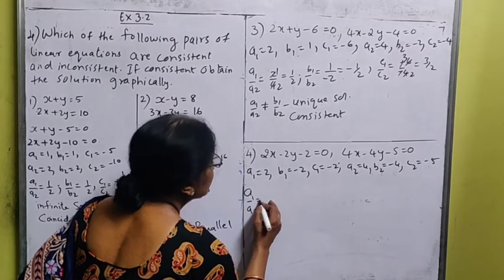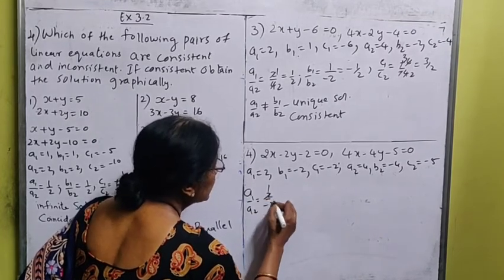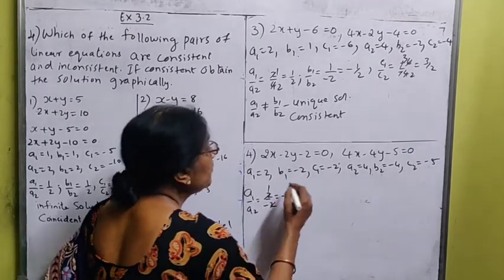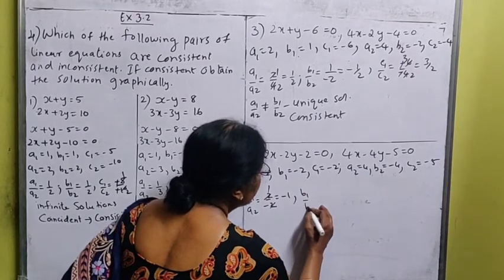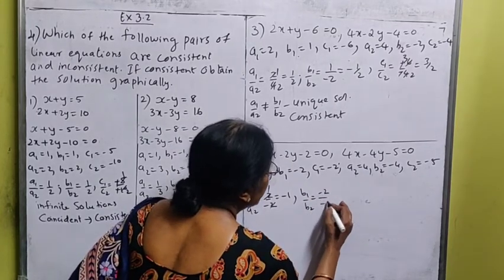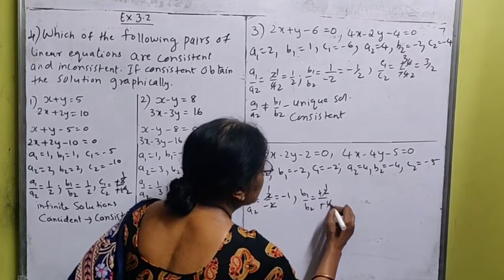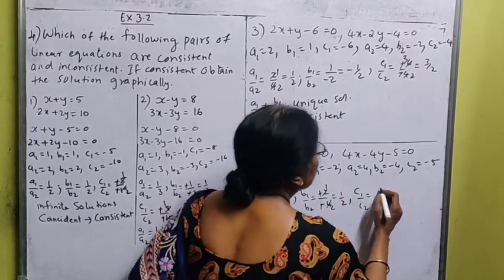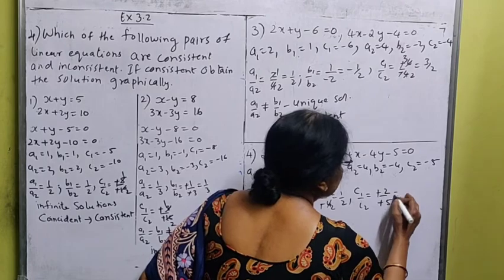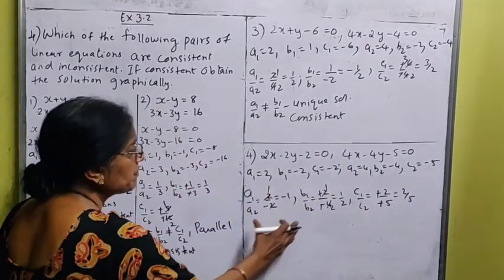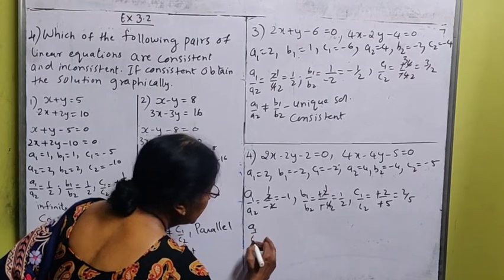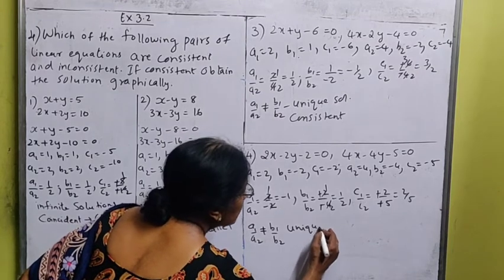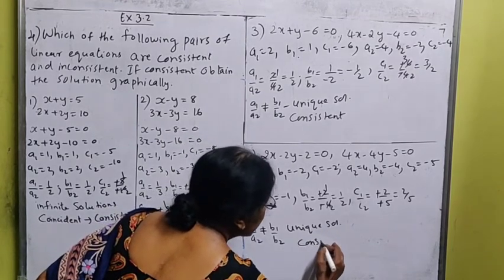a1 by a2 is equal to 2 by 4, 2 1s are 2, 2 2s are 4, so it is 1 by 2. b1 by b2 is minus 2 divided by minus 4, the minus signs cancel, so you got 1 by 2. c1 by c2 is minus 2 by minus 5, the minus signs cancel, 2 by 5. The first pair is only not equal. So a1 by a2 is not equal to b1 by b2. Unique solution. So it is consistent.